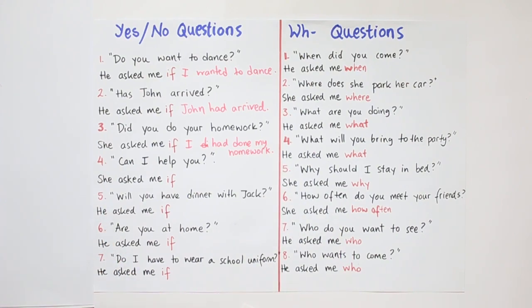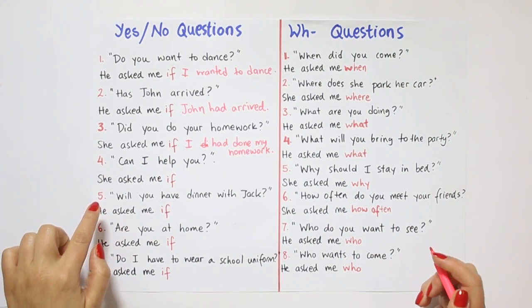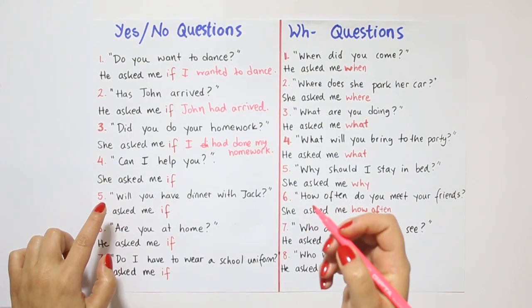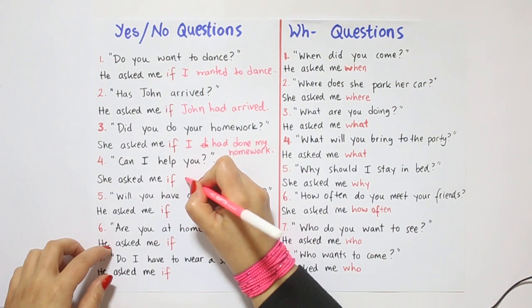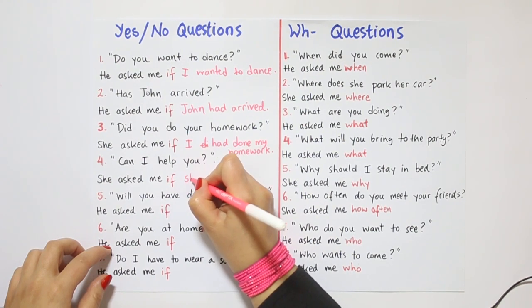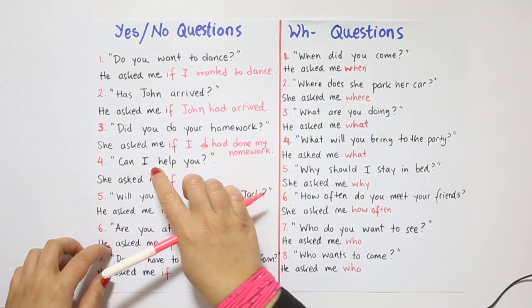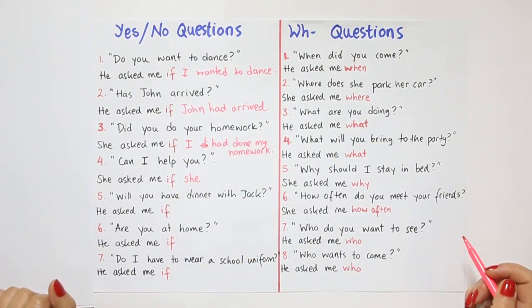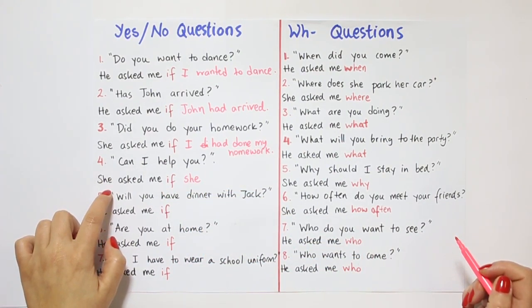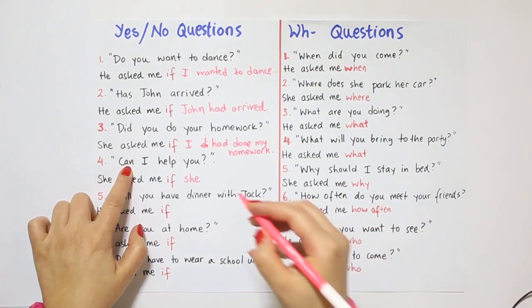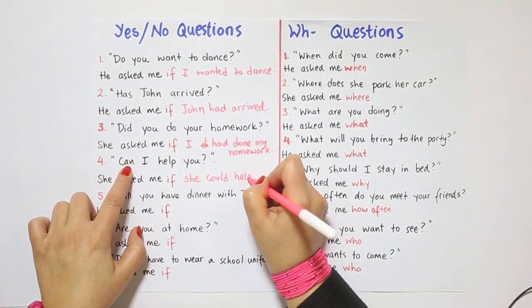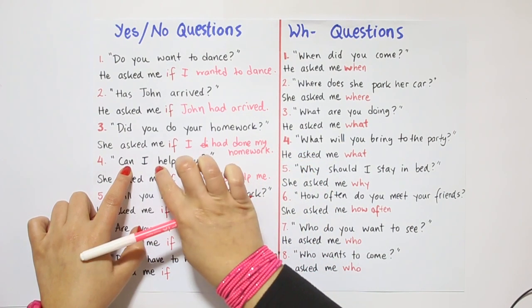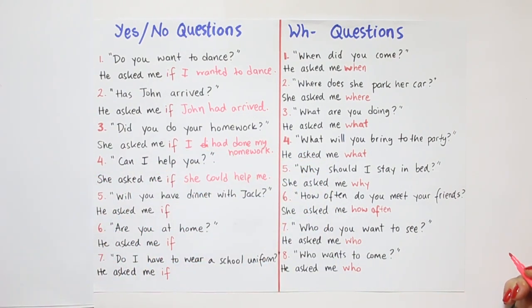Look at the other one. Can I help you? Yes, you can. She asked me, can becomes could, remember. She asked me if she, why she? Because it's the person who is asking the question, right? She asked me if she could help me. She is the one who wants to help me.